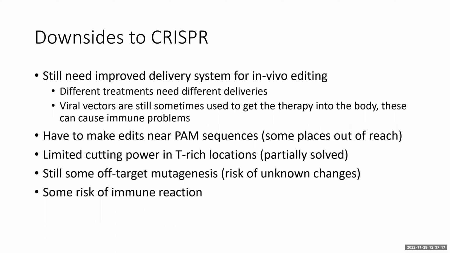You're limited in where you can make changes. There has to be a PAM sequence nearby. If the PAM sequence is far away, you need a huge guide RNA to get to where you need to go. It has limited cutting power in certain locations, although there are some improvements to help with this. And even though it's much better at being specific, there are still risks for off-target mutations. There are lots of places in the genome with the same sequence.